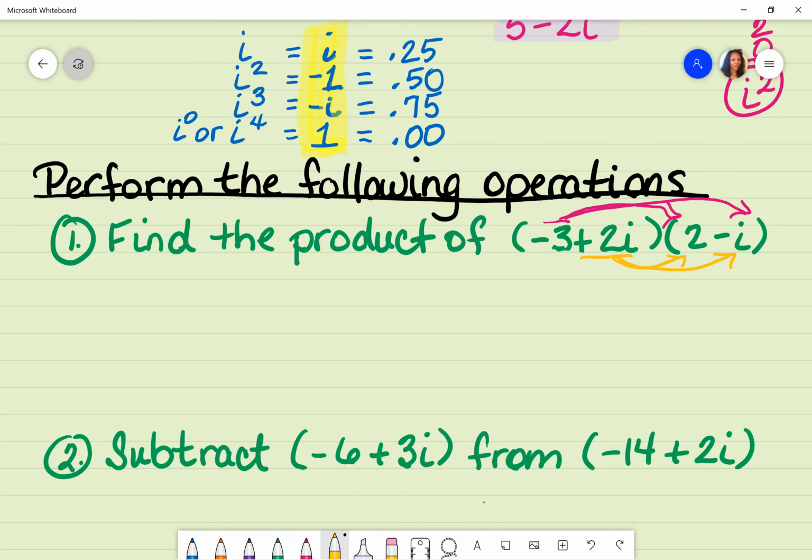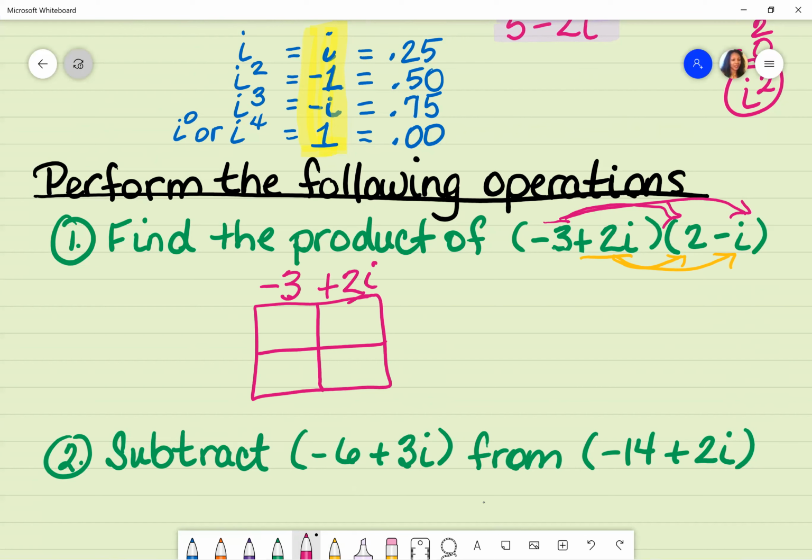You could also use the box method if you wanted to. So that's what I'm going to do. If I use the box method, then I take my first binomial set and I'm going to put it on the top, -3 plus 2i. You do not have to use this method. You can use the distributive method. And on the other side, 2 minus i. And then what I'm doing is multiplying this row times these columns, and then putting the answer in the box that correlates with it.